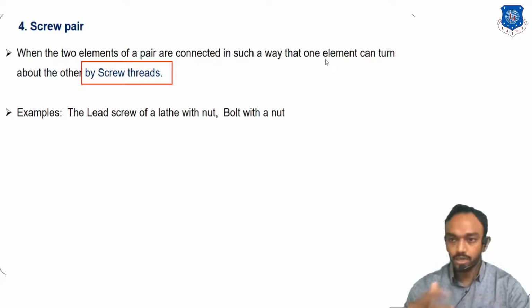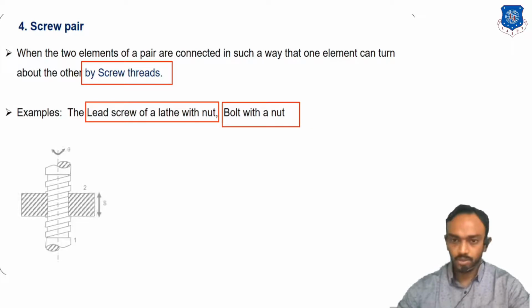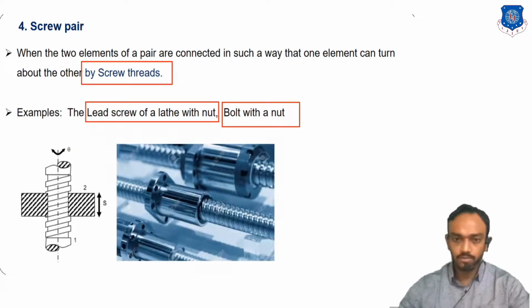When you rotate the nut on a bolt, what will happen? The nut will rotate and go in an upward or downward direction. So if two elements are connected with the screw thread, then it is known as a screw pair, okay. So an example is a lead screw of the lathe, or a bolt with a nut. So this is the square thread in a power screw which is used, and this is the lead screw.